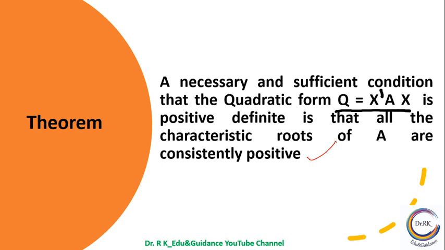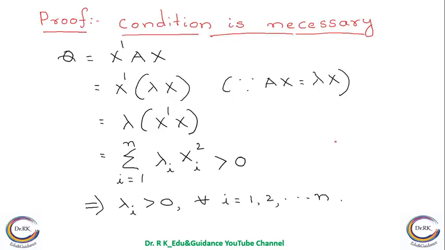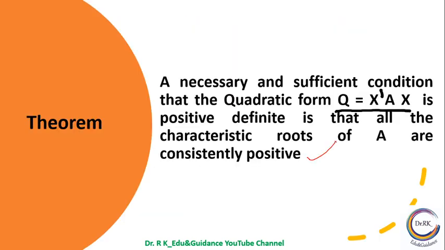So the quadratic form Q equal to X transpose AX is positive definite if all the characteristic roots of A are consistently positive. How to prove this? Here, it is a necessary and sufficient condition. That means whenever Q is positive definite, we have to prove the eigenvalues are consistently positive, and whenever the eigenvalues of A are consistently positive, we have to prove that the quadratic form is positive definite.